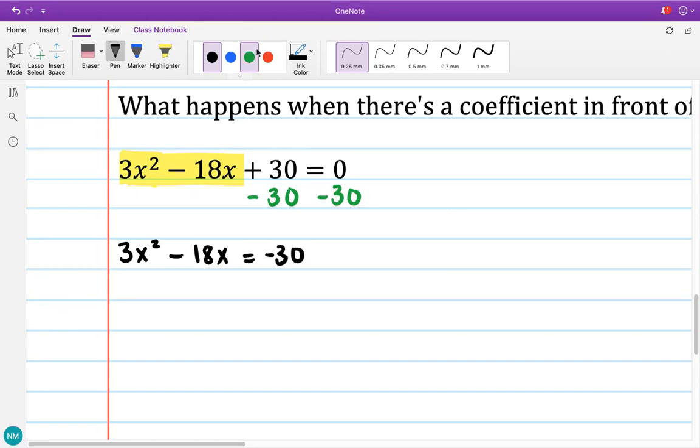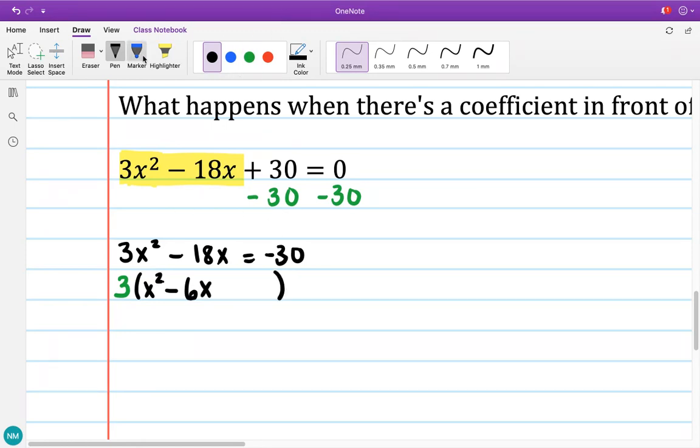And now I have to factor out this a value right here. Not the GCF technically, right? Because the GCF here is 3x, but I just need to factor out a, whatever a is. If a is 2, you're taking out 2. If a is 7, you're taking out 7, even if it does not divide out evenly. So you take out that 3, and so I have x squared minus 6x.